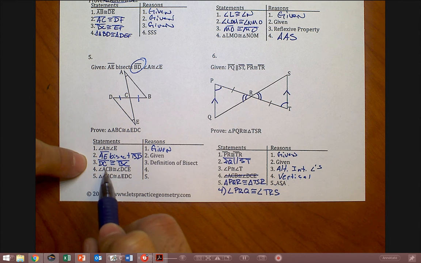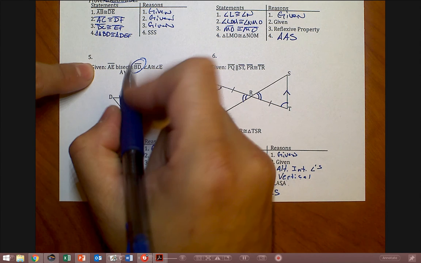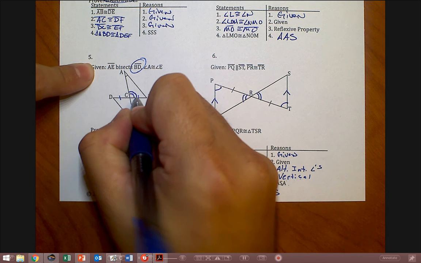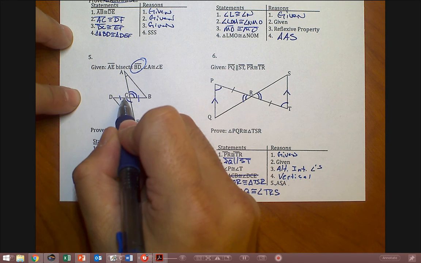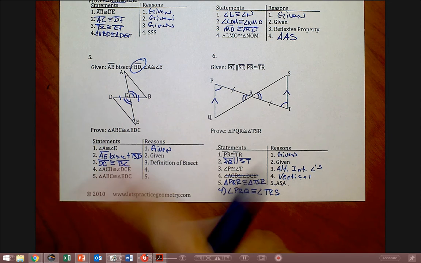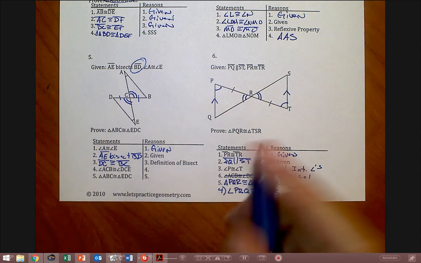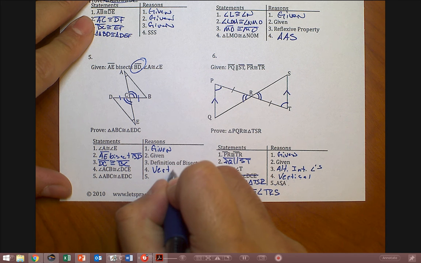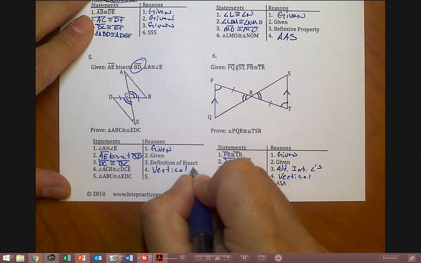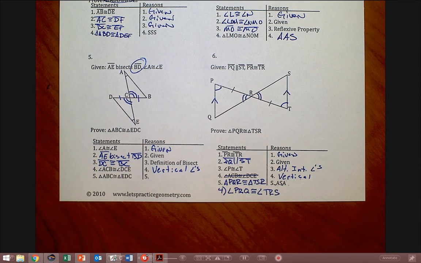Angle ACB is congruent to DCE. Right there. And my reason for 4? Vertical. Vertical, very good. And now that I have the markings on there, how are these two triangles going to be congruent? Angle, angle, side.